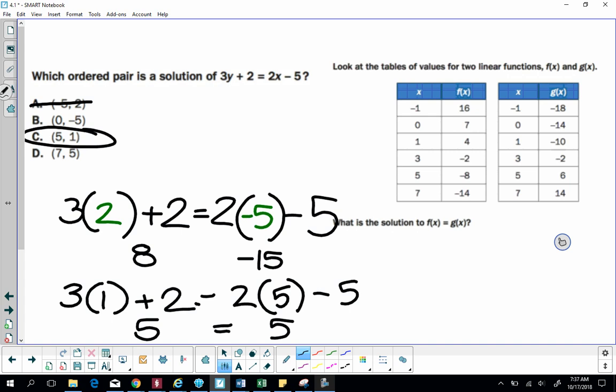So, who can raise their hand, looking at this table, and find the solution? Go for it. Beautiful. See how they both have, this is the only point that they share. So that would be my solution. It can also look like this. When they say find where f of x equals g of x, that means find the solution.